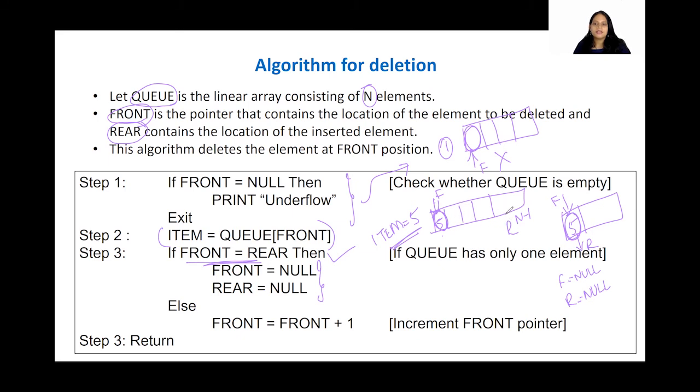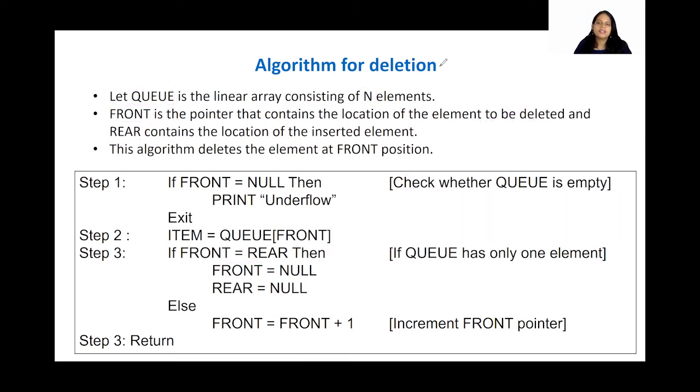Otherwise, in the case where rear is somewhere over here and front is here, I have already saved the item. I'm directly going to move my front from here to here. So when I do that, I'm going to discard this. This is going to get deleted now that my front is over here. So we are incrementing the front pointer. Easy, isn't it? So this is how a deletion works.